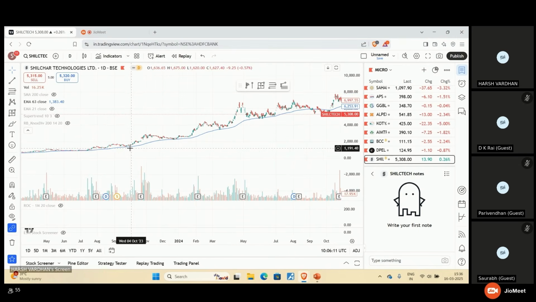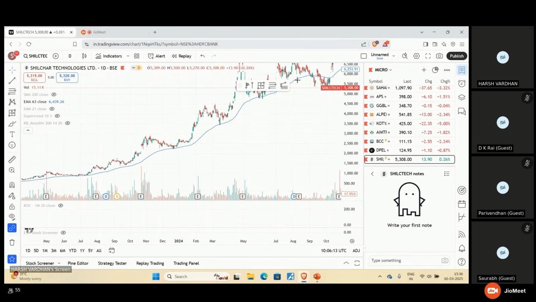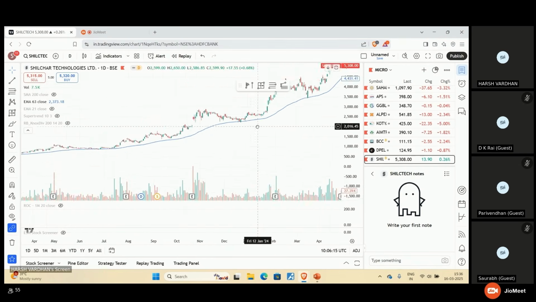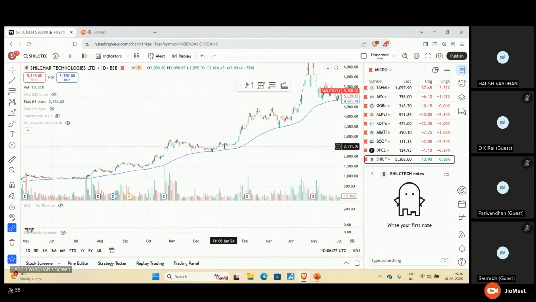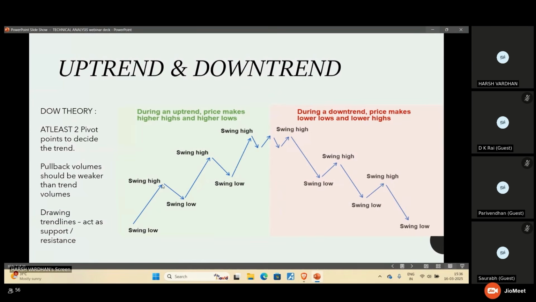Or on the pullback, whenever it is touching very important support levels, for example, EMA 63 and all. Here also you can see whenever the market moves in the direction of the trend, the volume goes up. Then again, when it falls back, the volumes are pretty low. So this happens with all stocks or all indices.